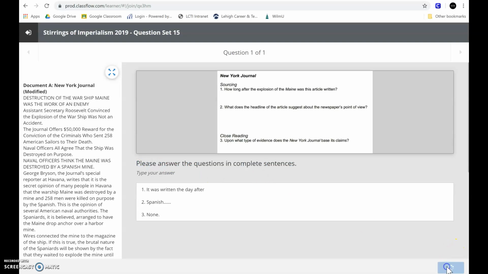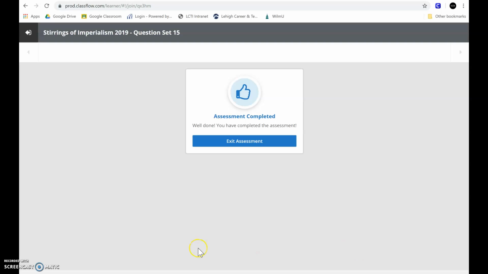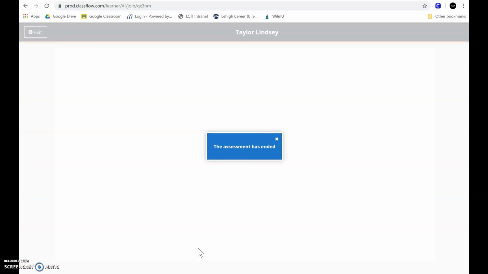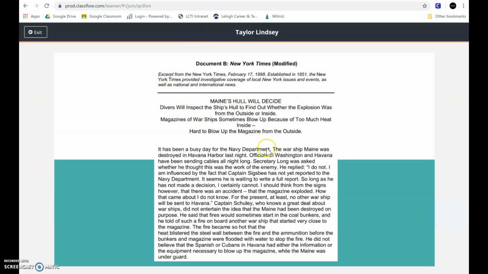We type out our answer, submit. Exit the assessment. Now for students, I could make this so you could spend as much time as you wanted to. I could time it. We go to document B. We start to consider what's going on here. You can read through the article first. I always do that with kids, and you can highlight it.